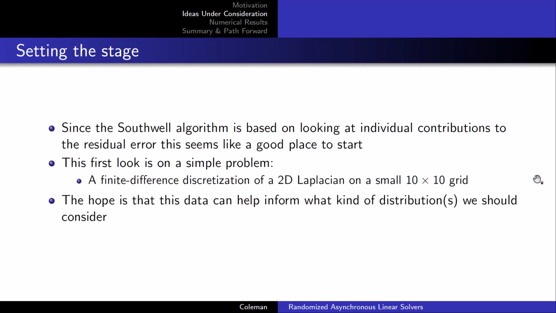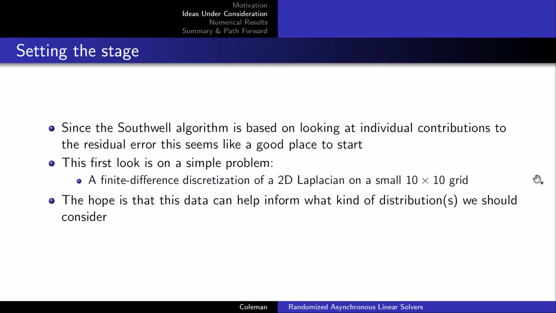Okay, so when we try to mimic this Southwell-like approach, the Southwell algorithm itself looks at individual contributions to the residual. When we look at the residual of b minus A times x, so how close my current x is to solving the equation, I can look at the contribution for each row to that. If I do that, hopefully I can find some way to take those local residuals and use them to make a probability distribution.